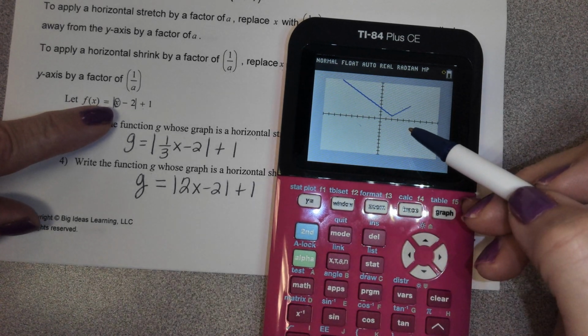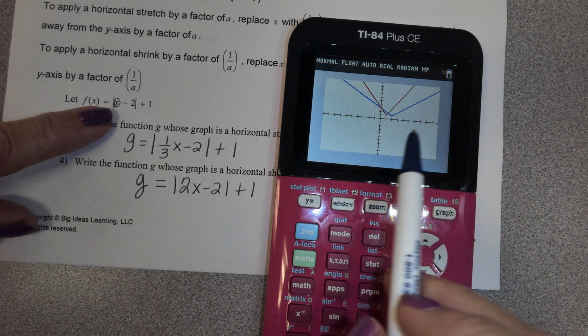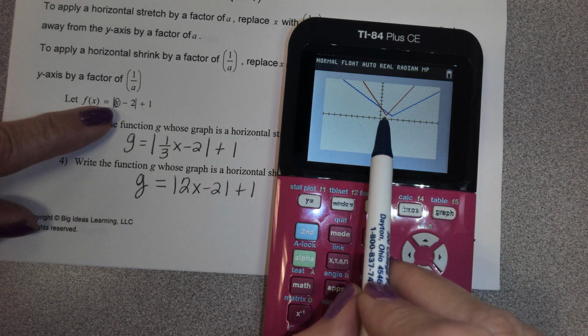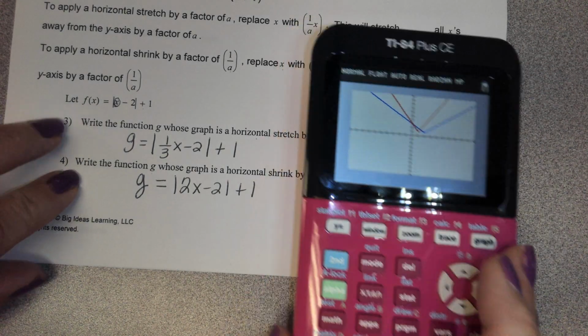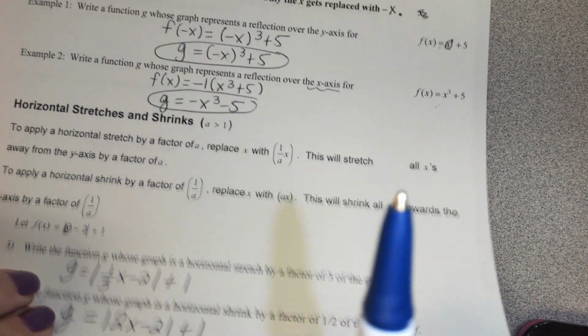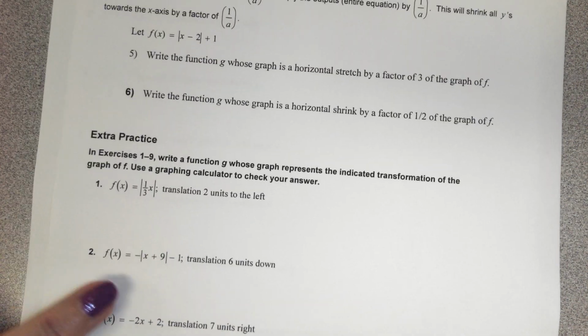Here's our original. It should be shrunk so that it's tighter horizontally. There it is. So look, it used to be out here at 2, but now it's out here at 1 because it got shrunk closer to that axis. Plus, the whole thing got shrunk in. So that's our answer there. All right, guys. Just about finished here.